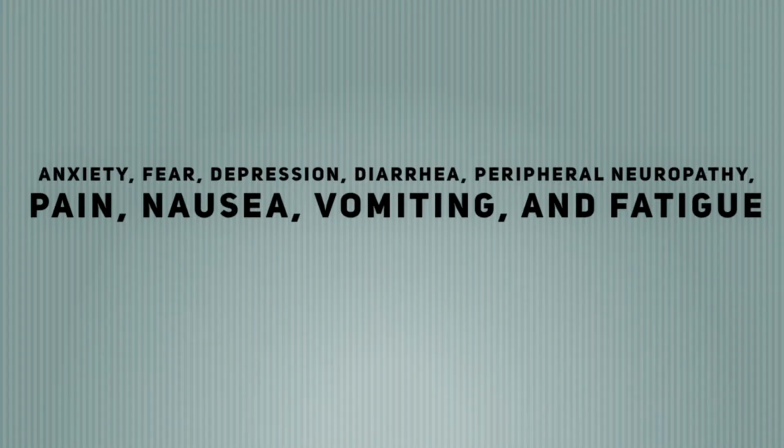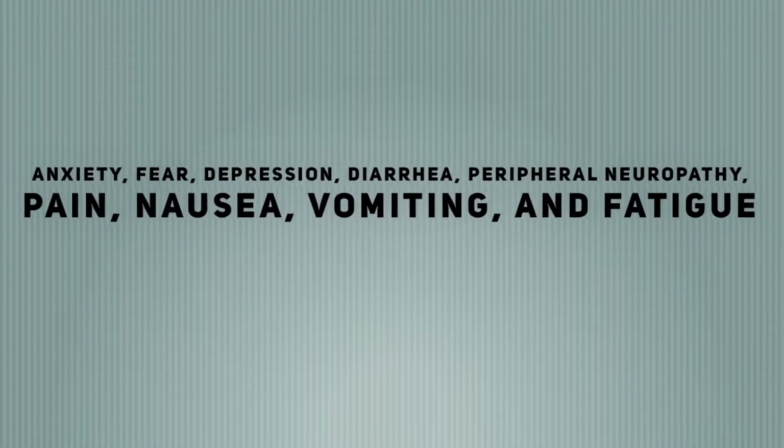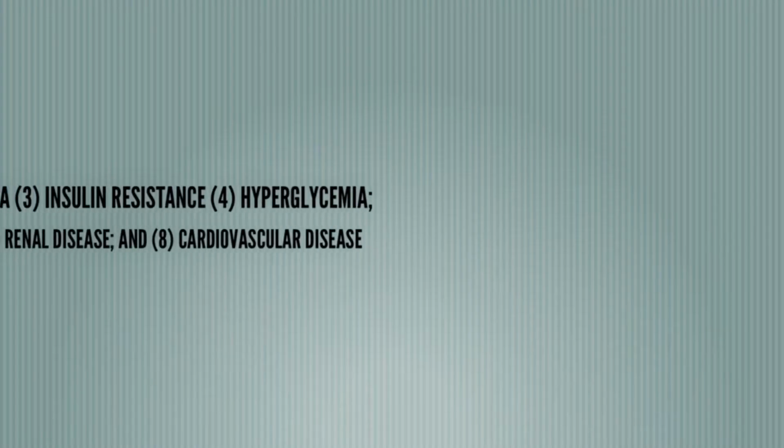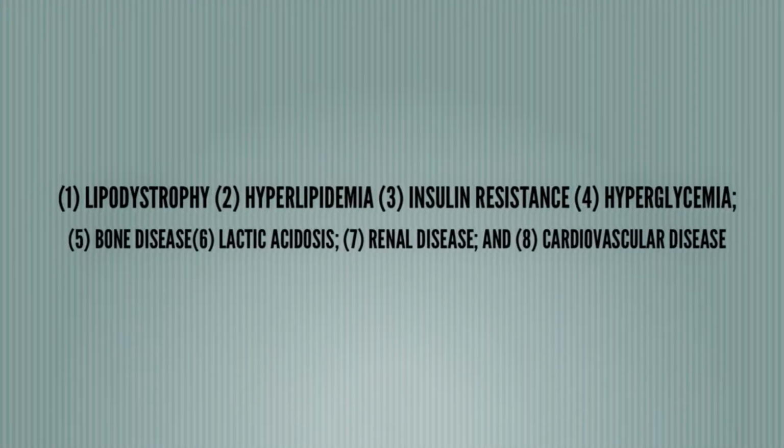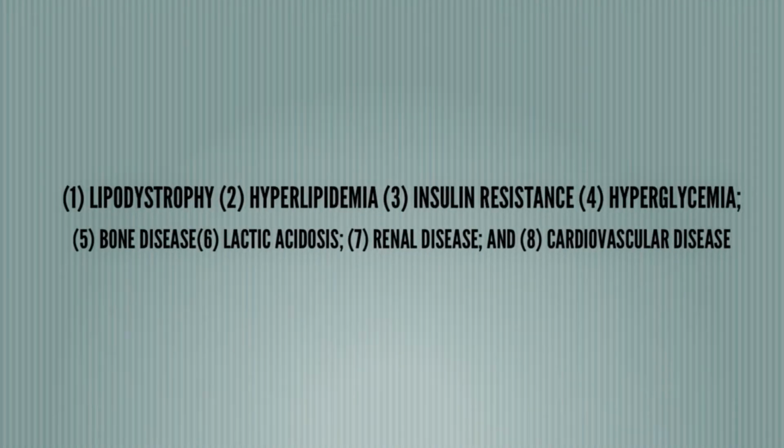Some HIV-infected patients, especially those who have been infected or on ART for a long time, may develop a set of metabolic disorders. This can include lipodystrophy, which is a change in the body shape caused by a redistribution of fat in the abdomen, upper back, and breast, along with fat loss in the arms, legs, and face. They may experience hyperlipidemia, insulin resistance, hyperglycemia, bone disease, lactic acidosis, renal disease, and cardiovascular disease.